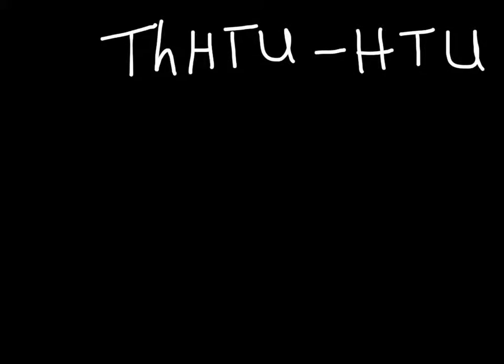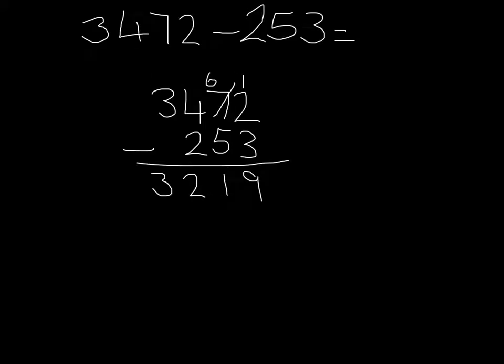Today we are going to be getting better at subtraction. We are subtracting 100s, tens and units from thousands, hundreds, tens and units. Take a look at this example. 3,472 take away 253. Have a look at how I have set this one out. 3,472 take away 253 equals 3,219.